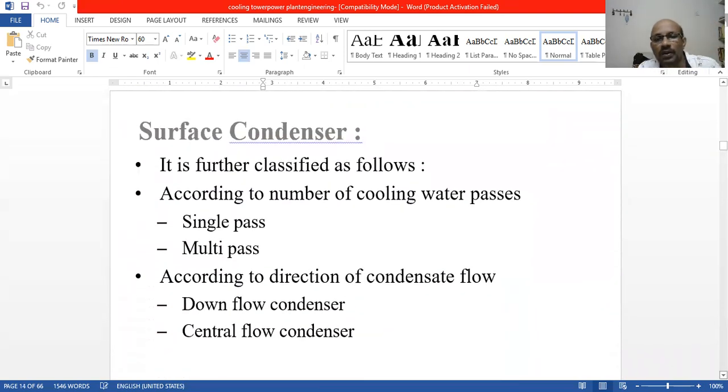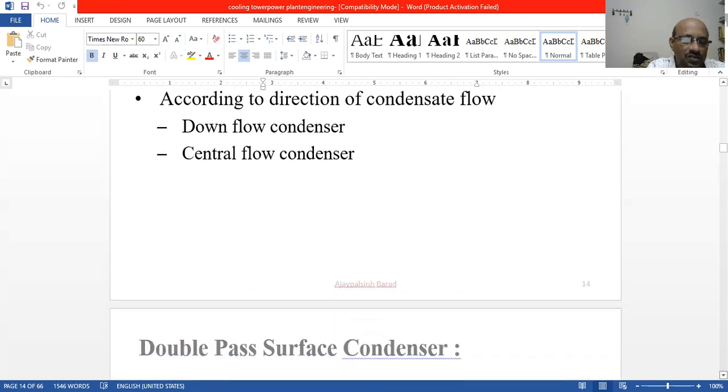Now coming to the picture of surface condensers. In surface condensers, according to the number of cooling water passes, there are a number of tubes. With those tubes, we manufacture single pass condensers and multi pass condensers. According to the direction of condensate flow, there are down flow condensers and central flow condensers. Again, surface condensers have another two types.